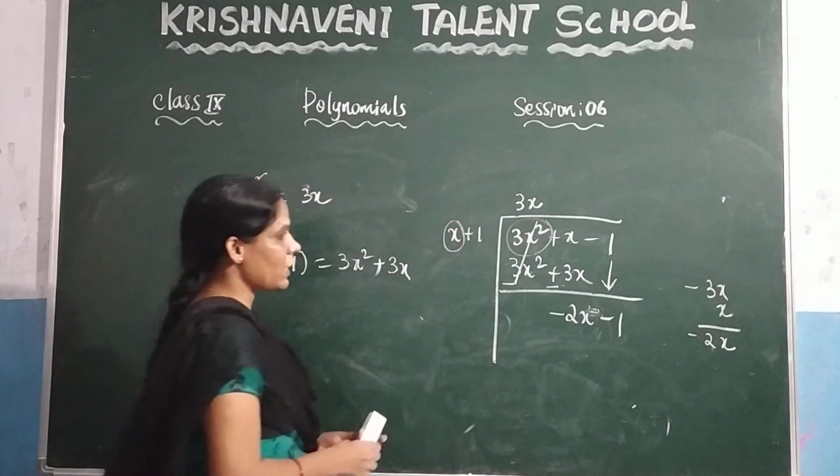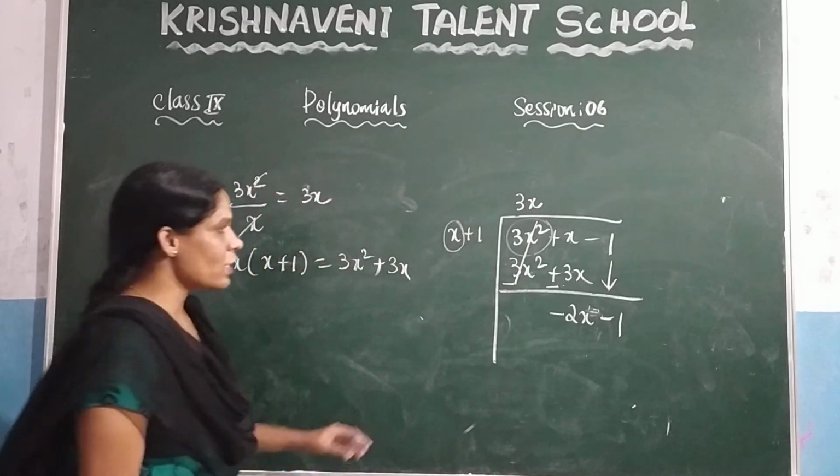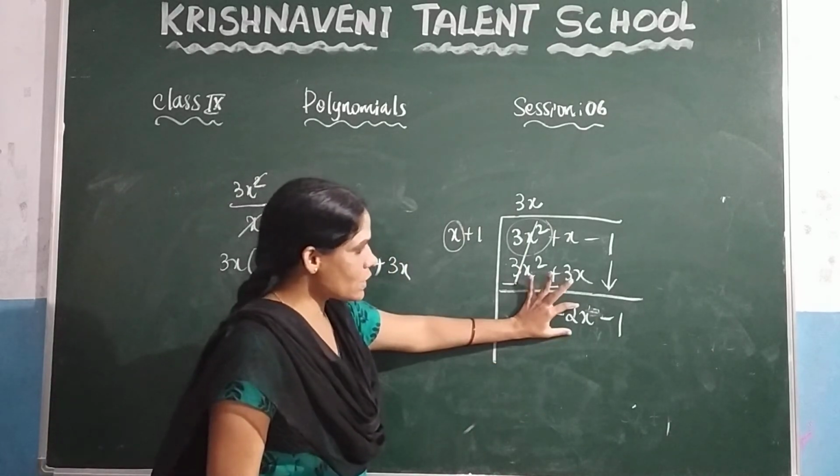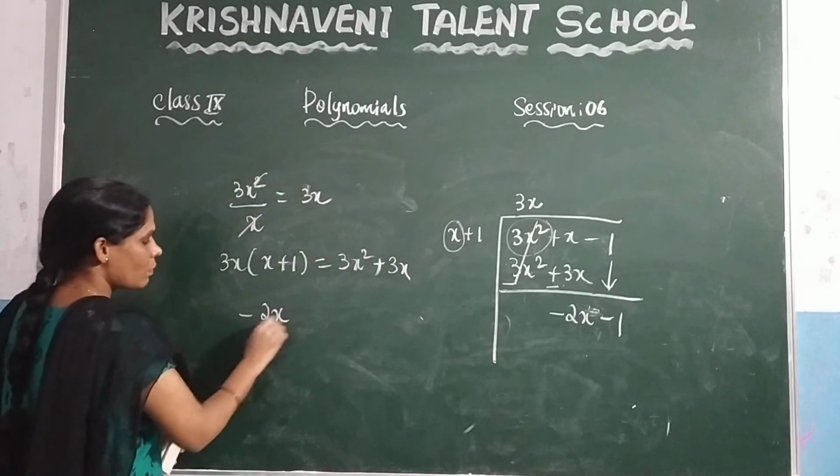Now the same thing we did before, we need to do again. Just divide this term by this term. So divide minus 2x by x.